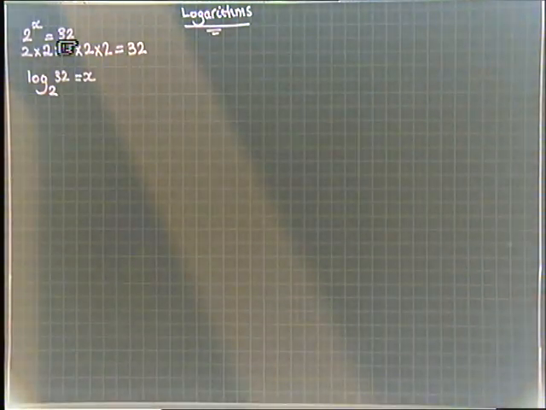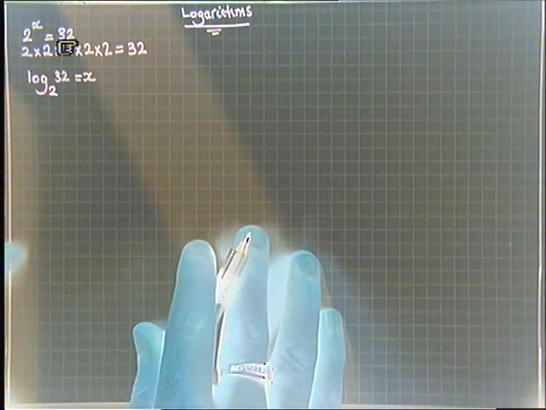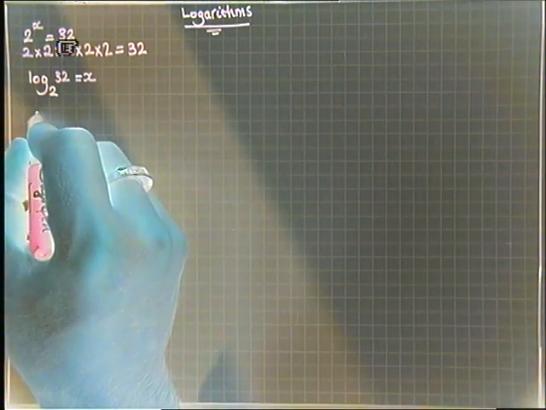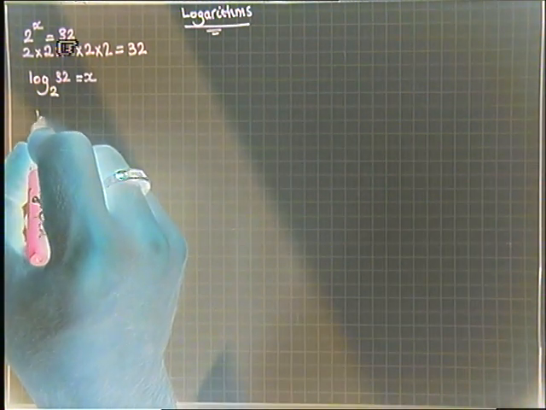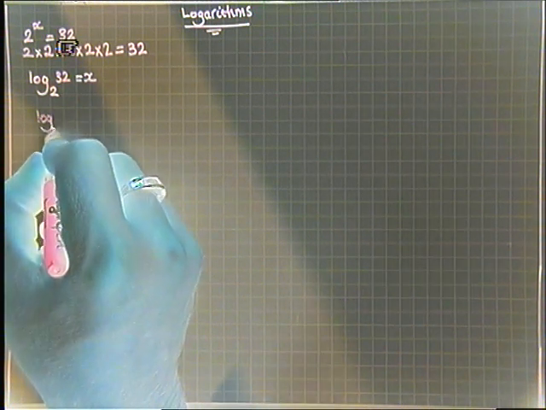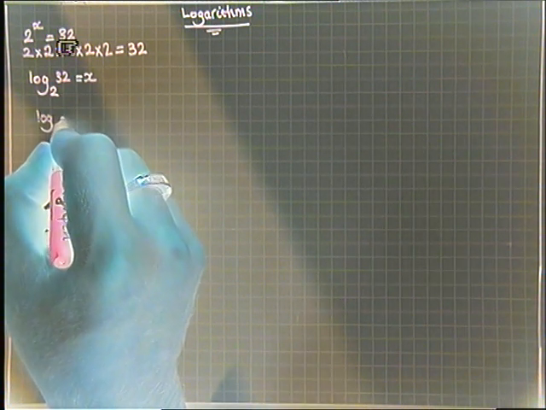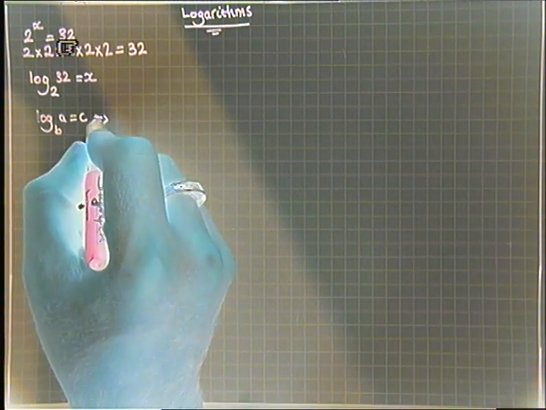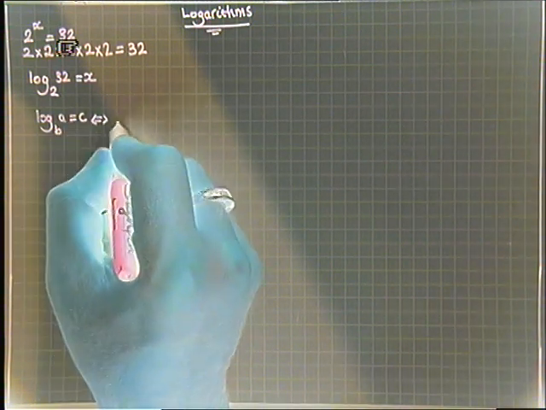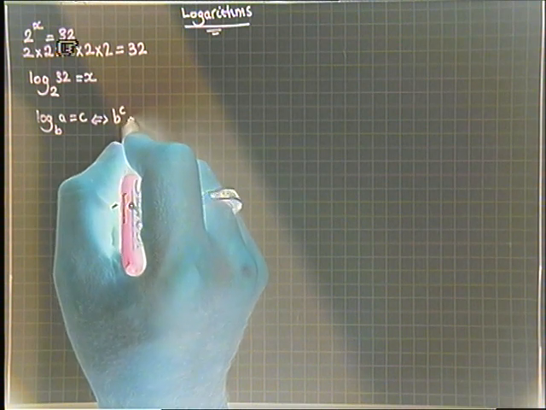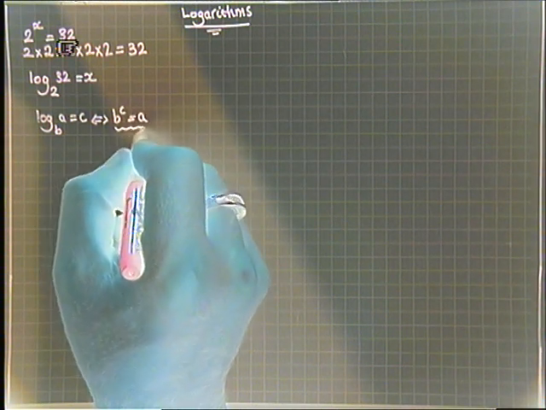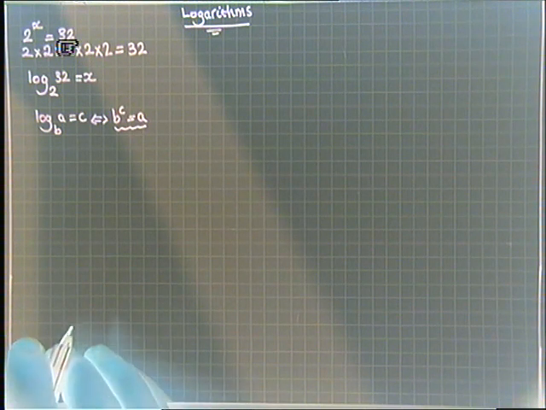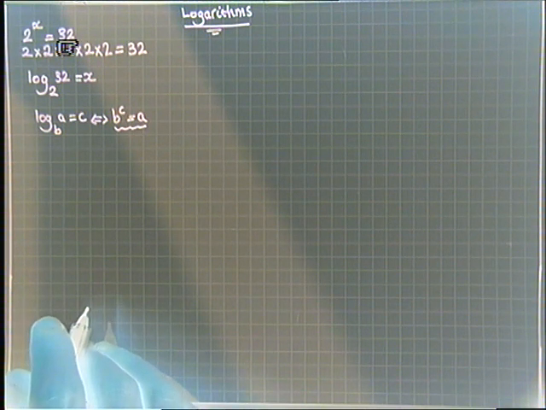Okay, so therefore we can write the formula for logarithm. If log base b of a is equal to c, then we can say b to the power of c equals a. That's the main formula for the logarithm. Okay, let's look at some examples.